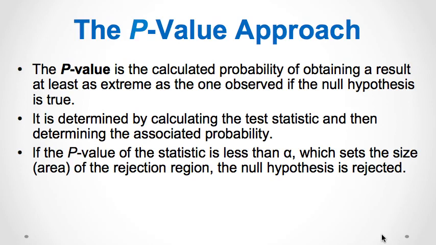If the p-value is less than alpha, which sets the size or area of the rejection region, then the null hypothesis is rejected. So if p is less than alpha, we reject the null, H0. If p is greater than alpha, then we do not reject the null, H0.